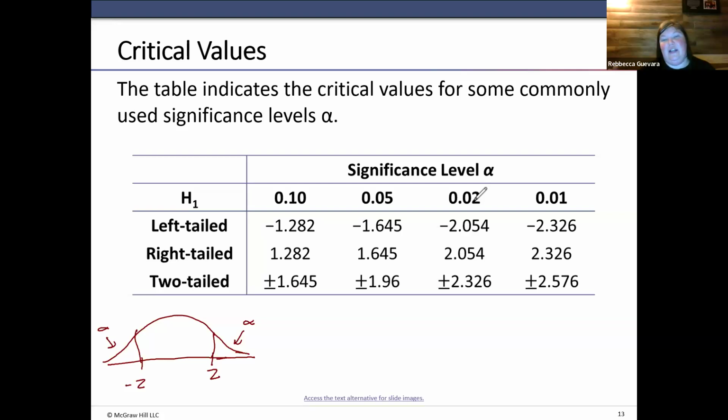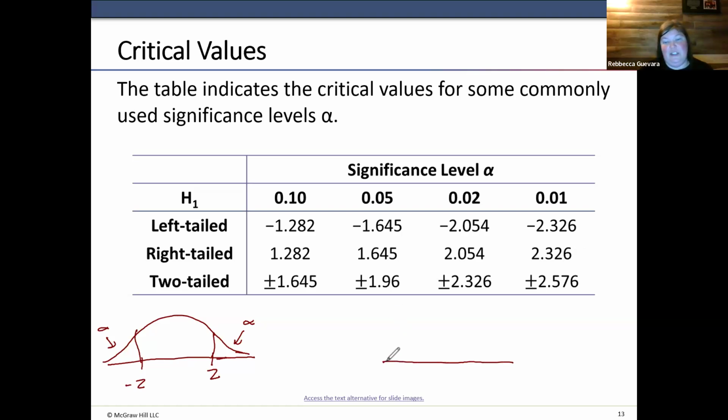So you see, like I said, it's because of that symmetry. At a significance level of 2%, then the z-score would be negative 2.054 or positive 2.054 for the right tail. At 1%, the left tail is negative 2.326, and the right tail is 2.326.